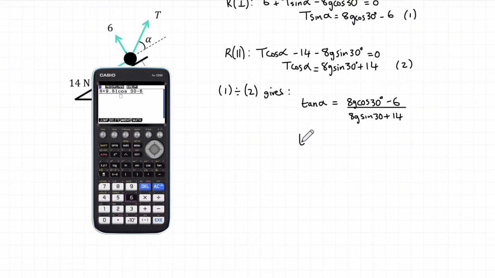Putting that into our calculator gives tan alpha equals 1.16 and so on. And if we do inverse tan, we get alpha equals 49.3 to 3 significant figures.